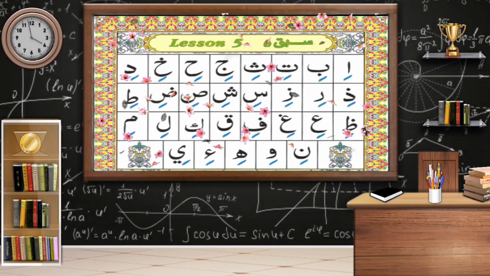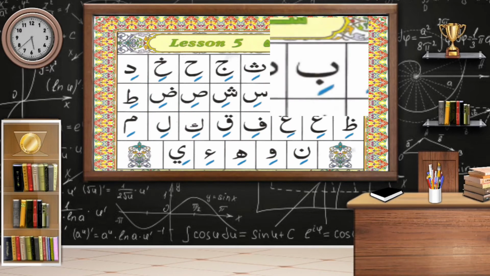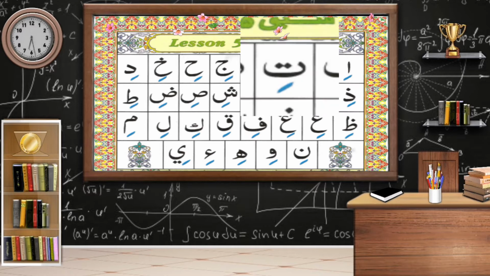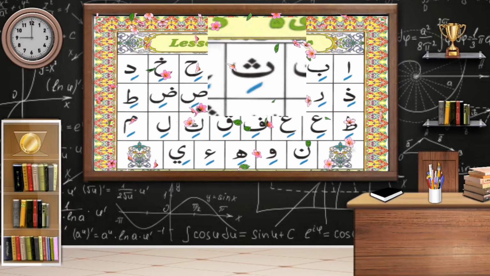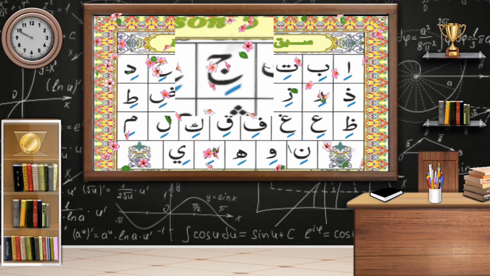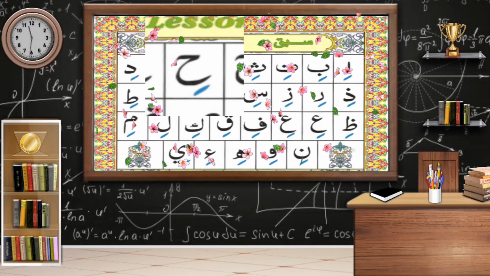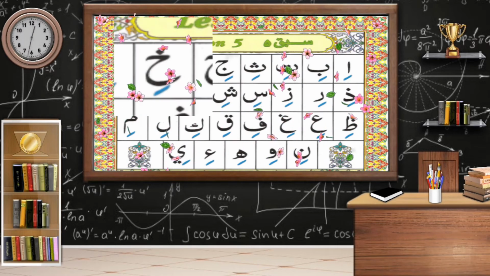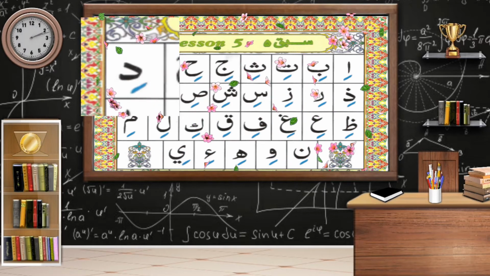Hamza kasra E. Ba kasra B. Ta kasra T. Tha kasra Thi. Jim kasra G. Ha kasra Hi. Kha kasra Khi. Dal kasra D.